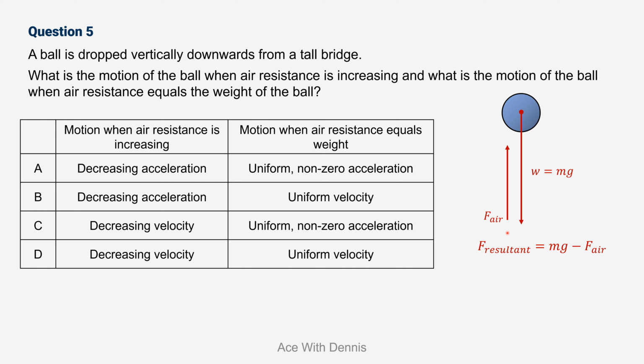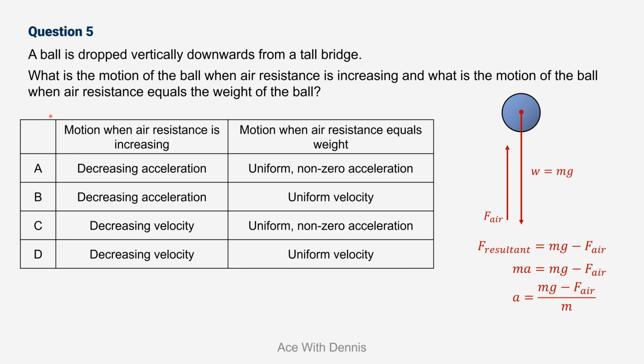The resultant force for this free body diagram will be equal to mg, the weight, minus the air resistance. We also know that the resultant force F equals ma. So the equation becomes ma equals mg minus air resistance. Then we make a the subject, so a equals (mg minus air resistance) over m.